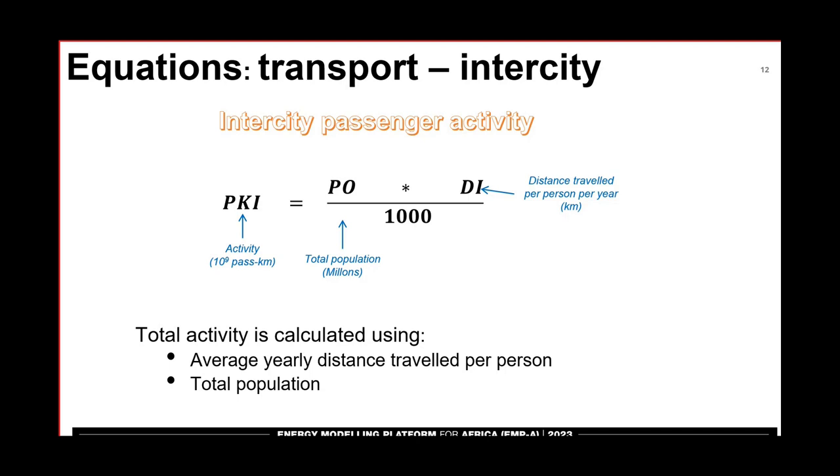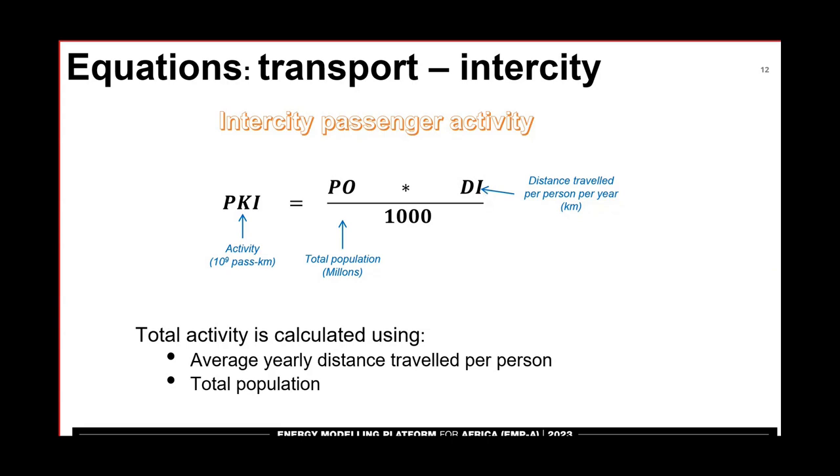So it is not just a matter of people living elsewhere in the country, but even the people living in large cities will do the intercity transportation. That's why here you will realize that the total population is used to evaluate the overall activity. And here we have the total population that we will multiply by the distance traveled yearly. That is the difference between the other one.